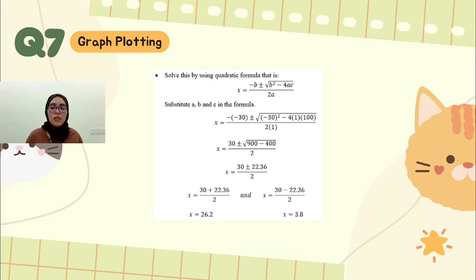So the first will be 30 plus 22.36 divided by 2, and then you will get 26.2. The next answer will be 30 minus 22.36 divided by 2, and then you will get x equals 3.8. So you already have the points. Now we can plot them into the graph.